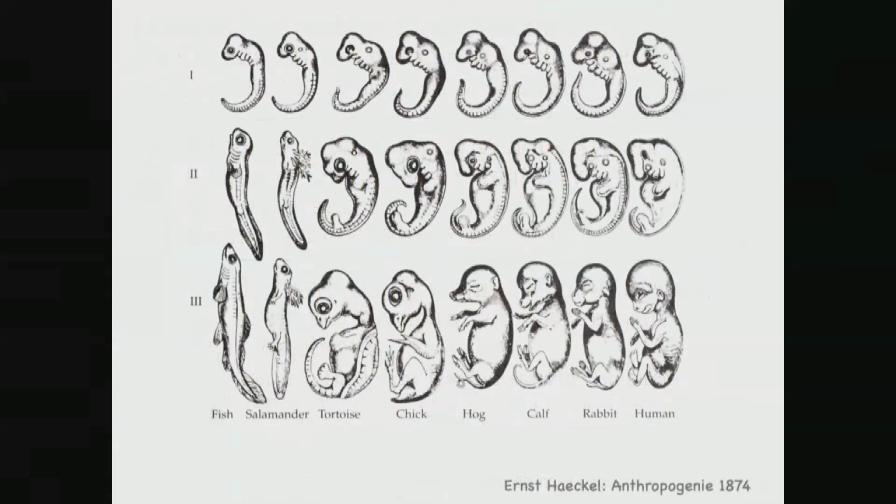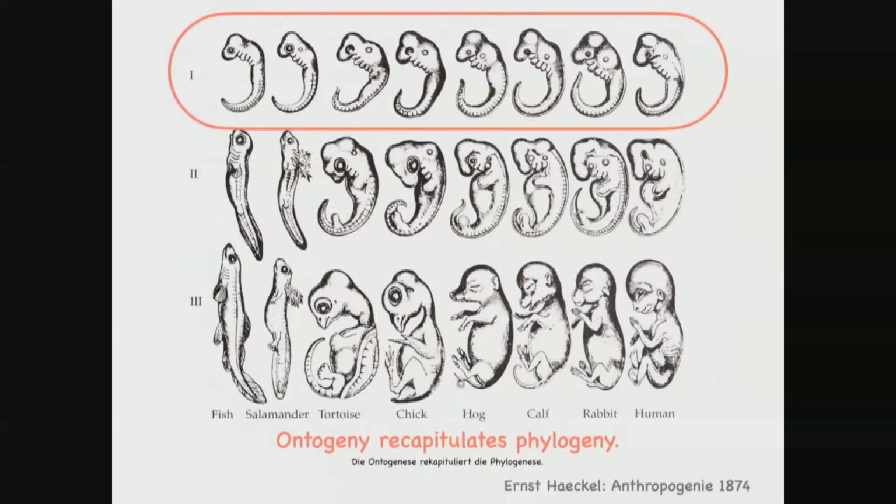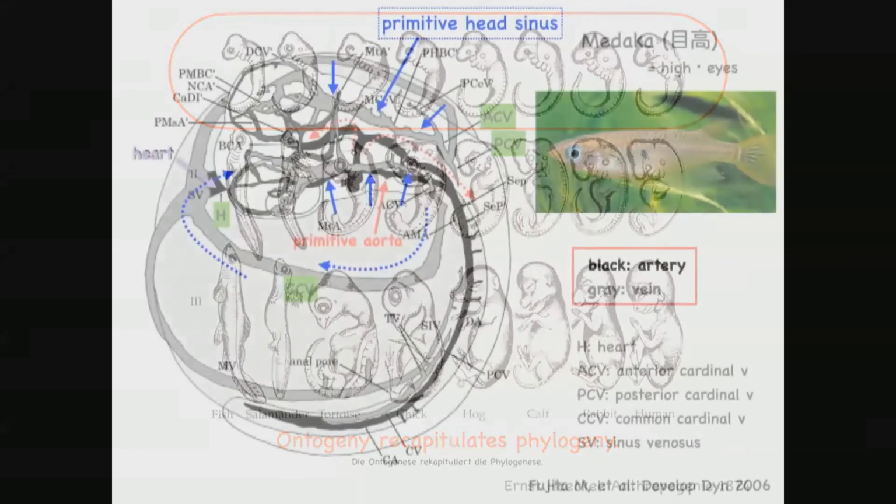This is a famous illustration by Ernst Haeckel, the German anatomist, published in 1874. He said, ontogeny recapitulates phylogeny. Maybe scientifically this is not true, but we know that in early embryogenesis, even fish and humans all have similar morphology. This holds true even for the vascular system.